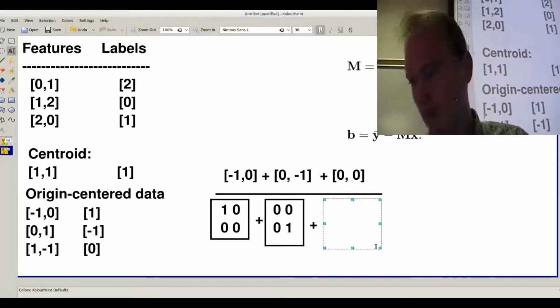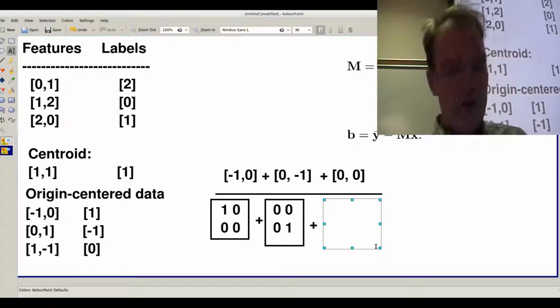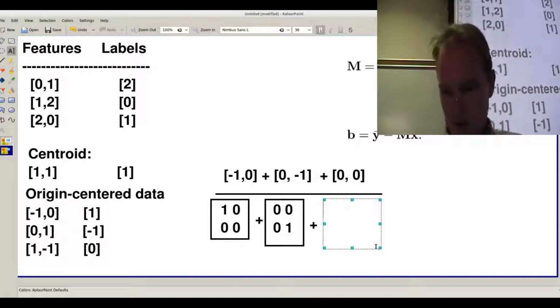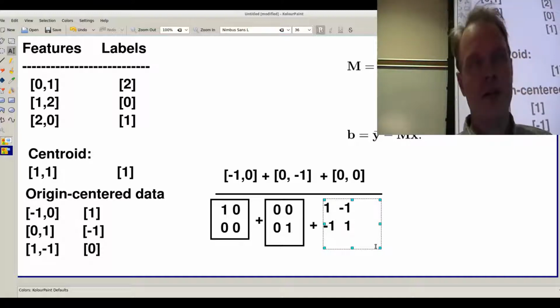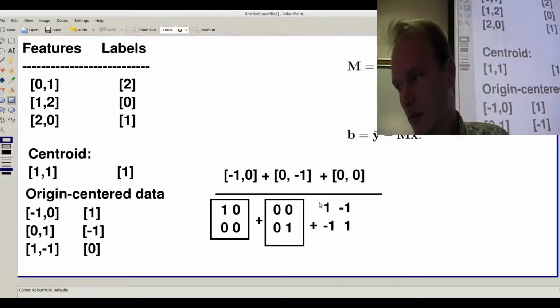Finally, the last one. Aren't you glad I didn't do more than 3 data points? This would have been a big pain. What is the outer product of 1 minus 1 with itself? Because I'm computing this part of the equation over here, right? Okay. That's going to be 1 minus 1, minus 1, 1. Okay.